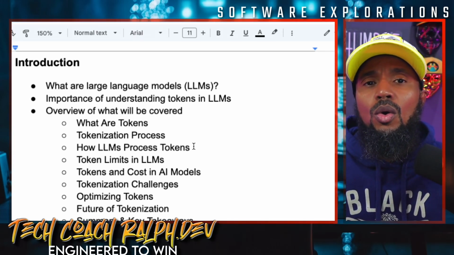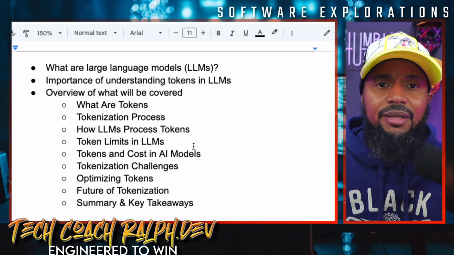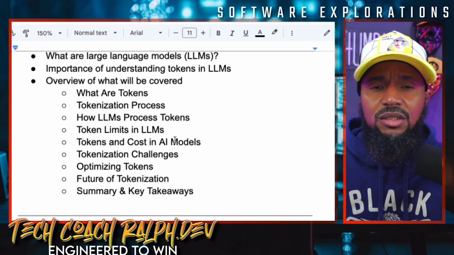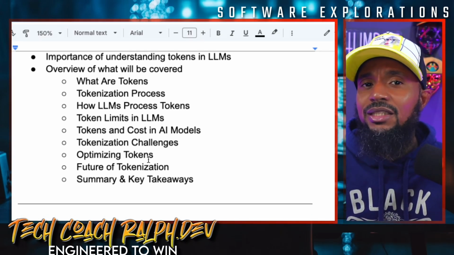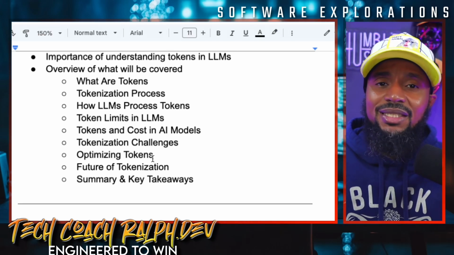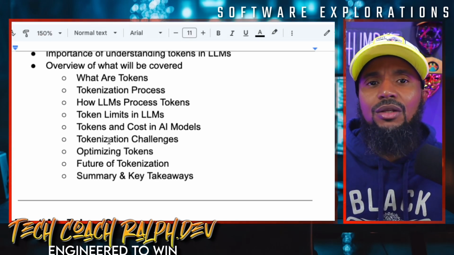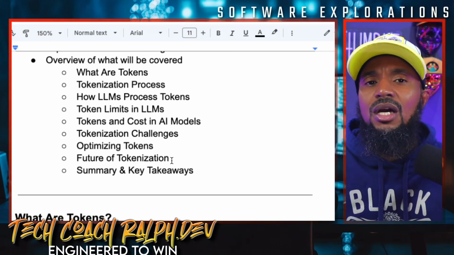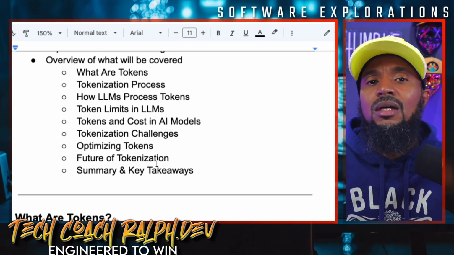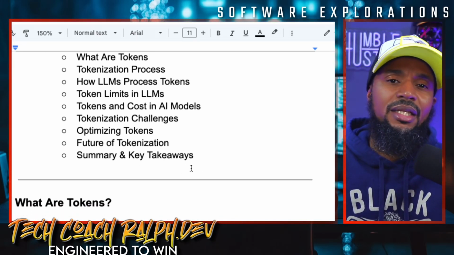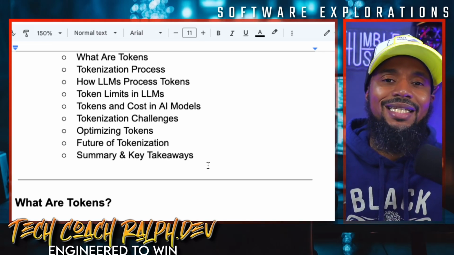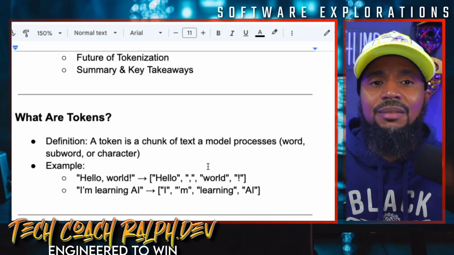So here's what we're going to be covering today. We're going to be talking about what tokens are, the tokenization process, how large language models process tokens, token limits in large language models, tokens and costs in AI models, tokenization challenges, optimizing tokens, the future of tokenization, and then we're going to end with some summaries and key takeaways. All right, so let's jump into it.